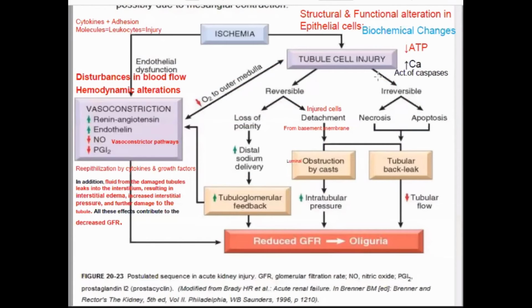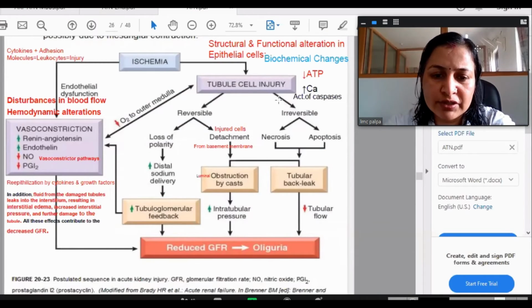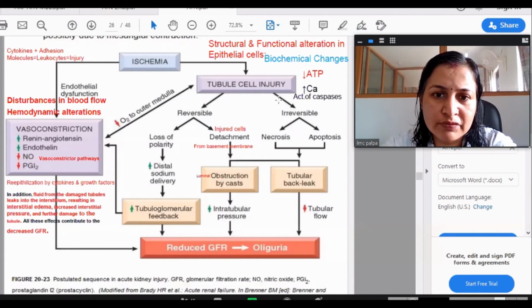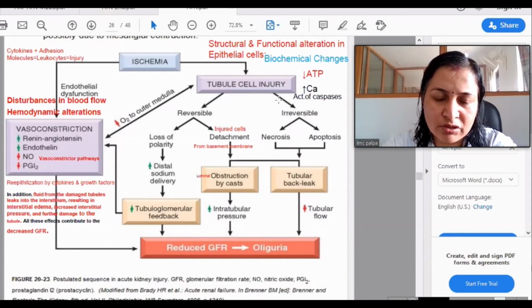This picture sequence is from Robbins only. You can check Robbins. This is the sequence in acute kidney injury. Whether there is toxicity or ischemia, in both cases there will be tubular cell injury, with reversible and irreversible courses of disease. In the reversible course there is loss of polarity and distal sodium delivery is increased. There will be detachment of cells that causes luminal obstruction and increased intratubular pressure, as we just discussed.